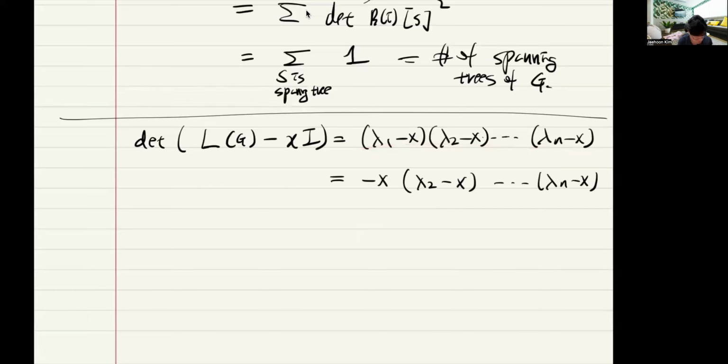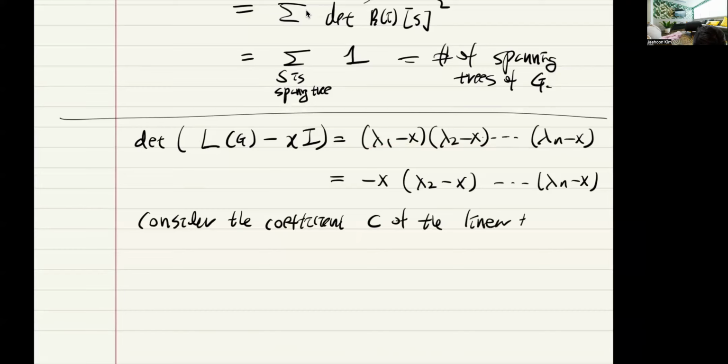Then what? We consider the coefficient C of the linear term. And C is what? Negative lambda 2 times lambda n. You multiply lambda 2, lambda 3, lambda n, and then you take negative, that's C.